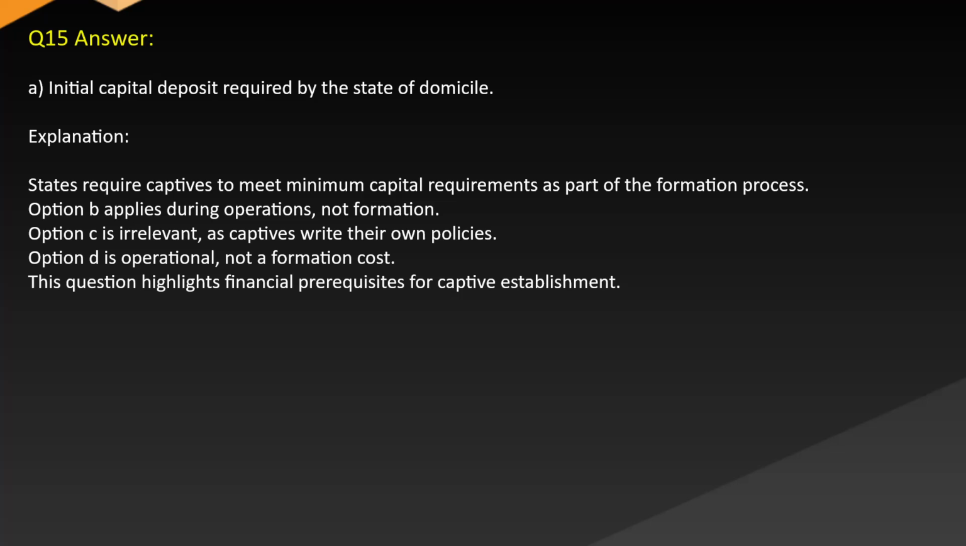Answer A. Initial capital deposit required by the state of domicile. Explanation: States require captives to meet minimum capital requirements as part of the formation process. Option B applies during operations, not formation. Option C is irrelevant as captives write their own policies. Option D is operational, not a formation cost. This question highlights financial prerequisites for captive establishment.